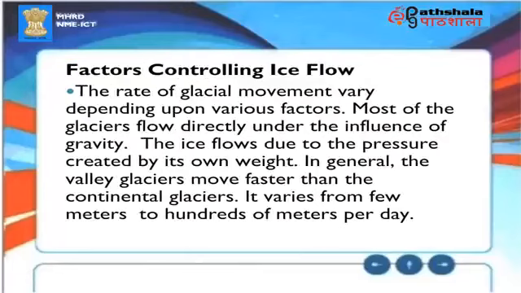Factors controlling ice flow. The rate of glacial movement varies depending upon various factors. Most of the glaciers flow directly under the influence of gravity. The ice flows due to the pressure created by its own weight. In general, the valley glaciers move faster than the continental glaciers. It varies from a few meters to hundreds of meters per day.